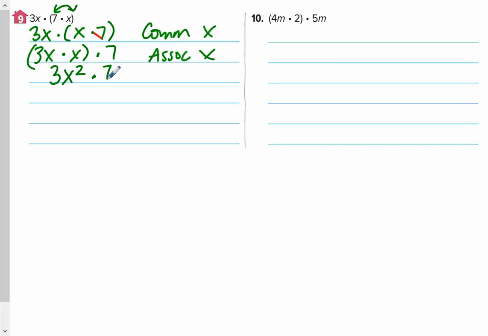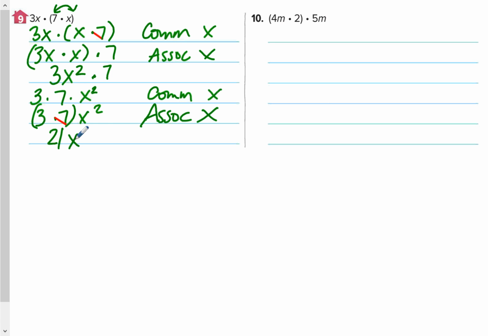Now what I want to do is reorder so that my numbers line up together. So I'm going to have 3 times 7 times x squared. That's, again, my commutative property, my reordering. And then I'm going to group my numbers together so I know I have to multiply them first. So that's 21x squared.